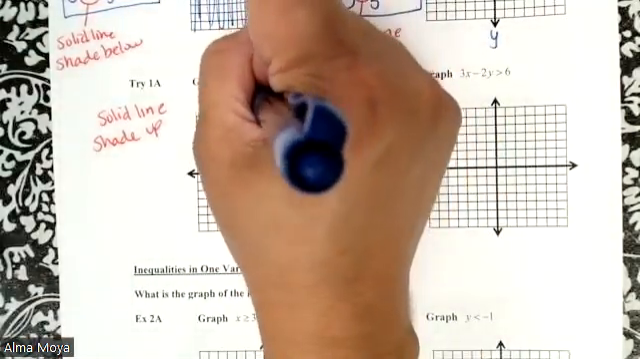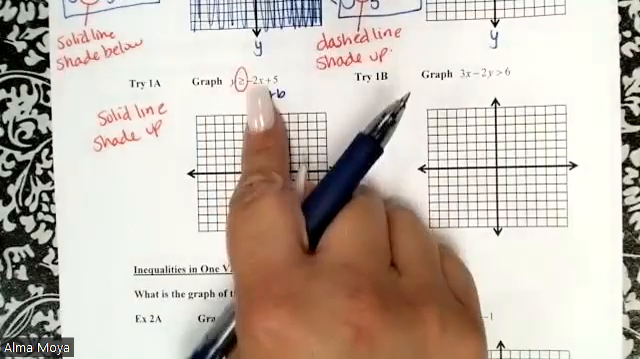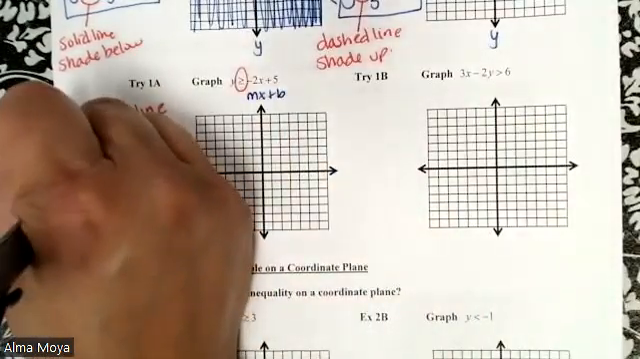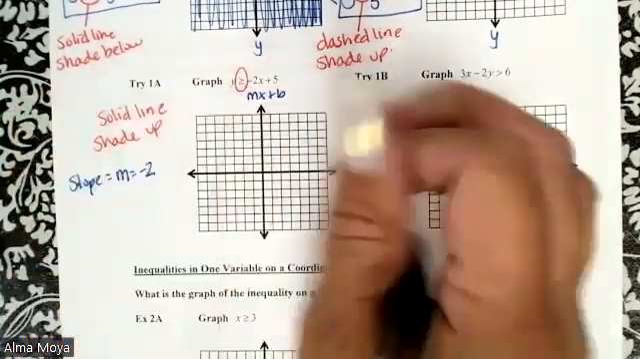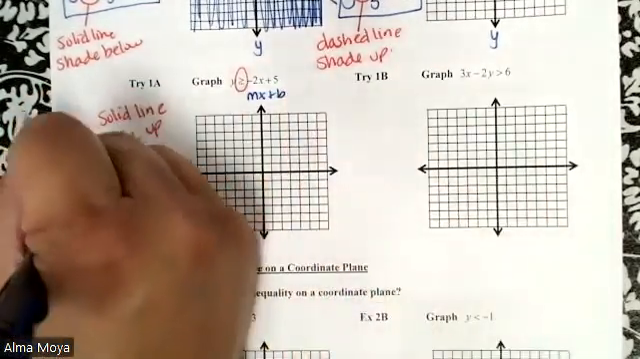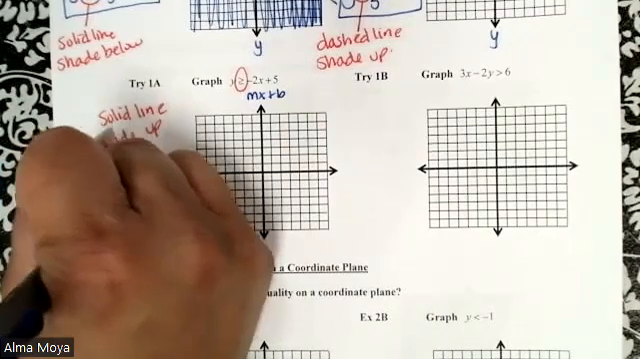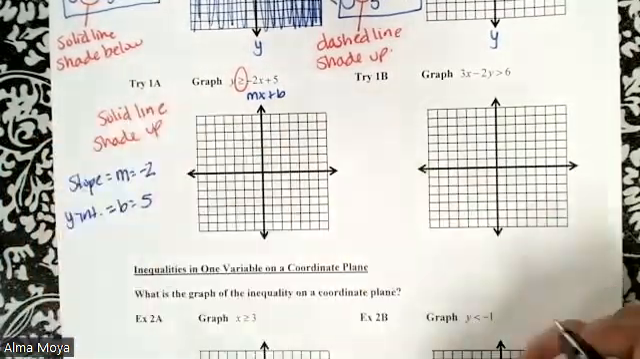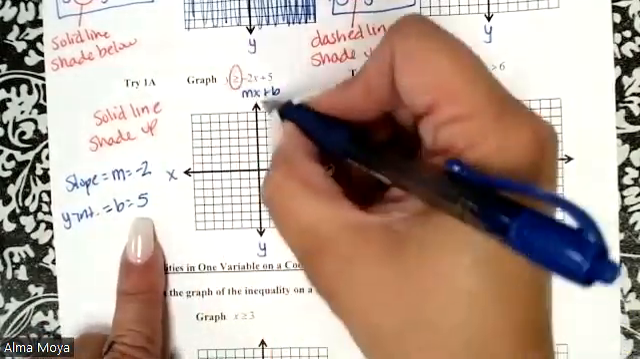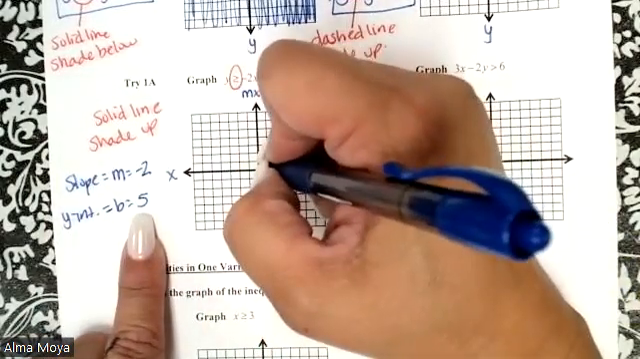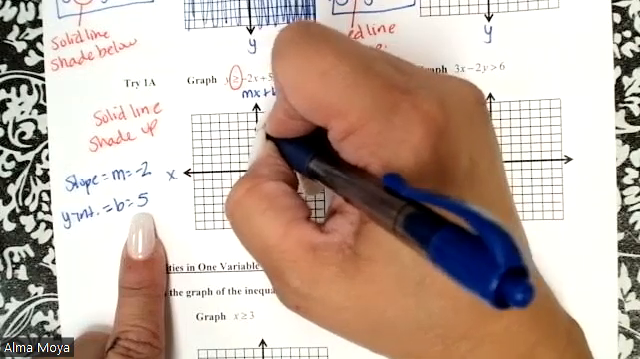Since this is mx plus b, my slope is going to be the -2. So the slope, which is the m, is a -2. And the b, which is the 5, that's going to be your y-intercept. So the y-axis is going to cross at 5. So 1, 2, 3, 4, 5.